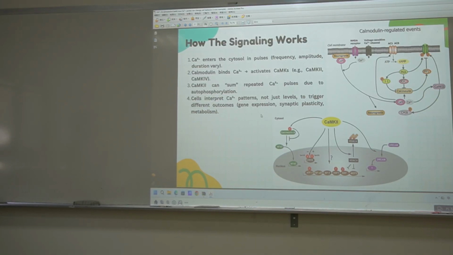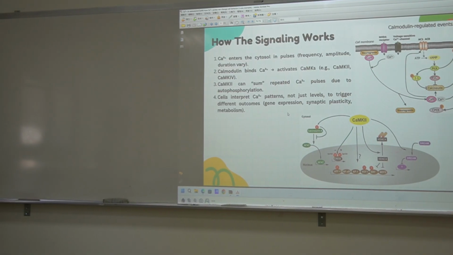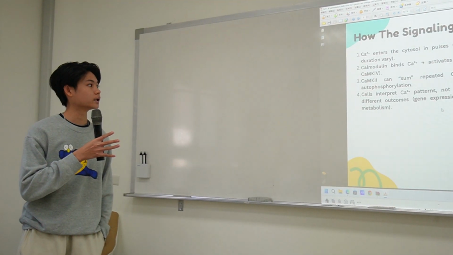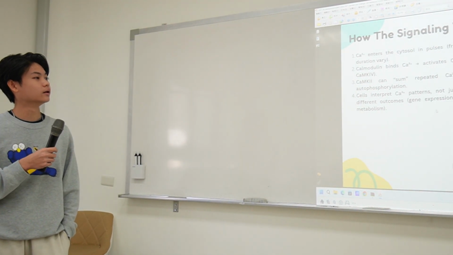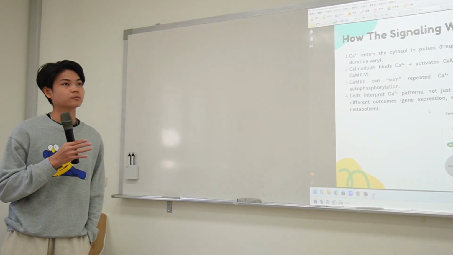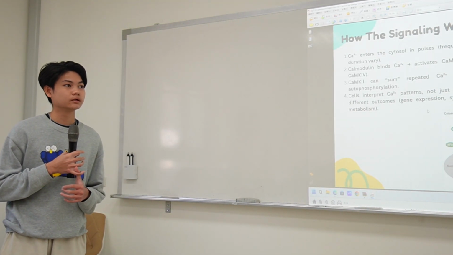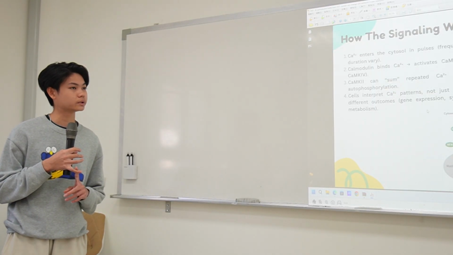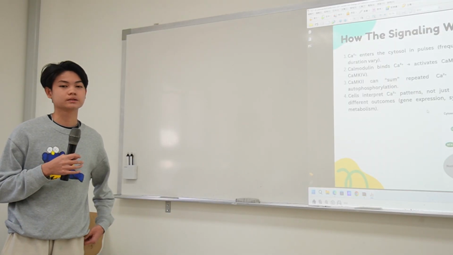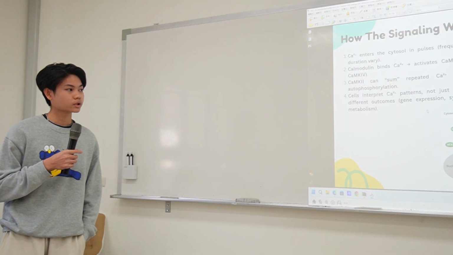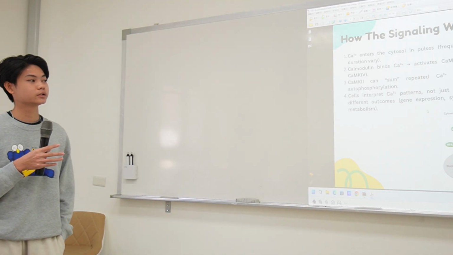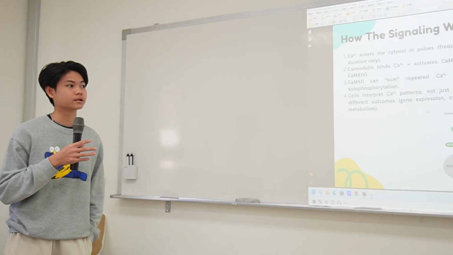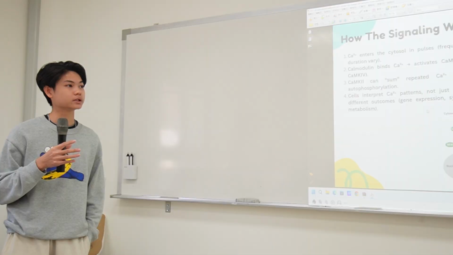And then the third is that calmodulin and Ca2+ binding activate the CaMKs, which are CaMKII and CaMKIV, I think. Which then phosphorylate proteins, and there is a change in synaptic strength. CaMKII actually has a molecular memory that can stay active even after the Ca2+ goes back down to the bottom.